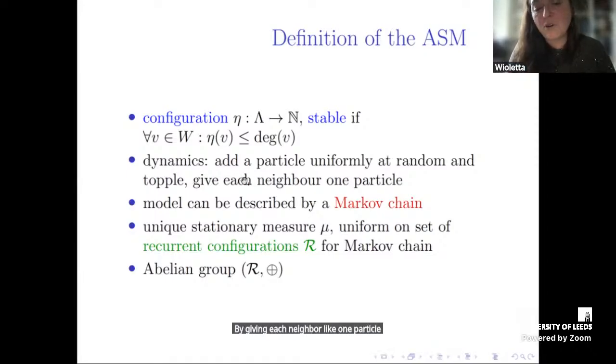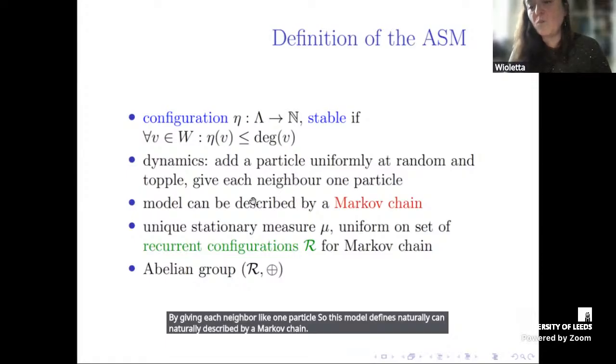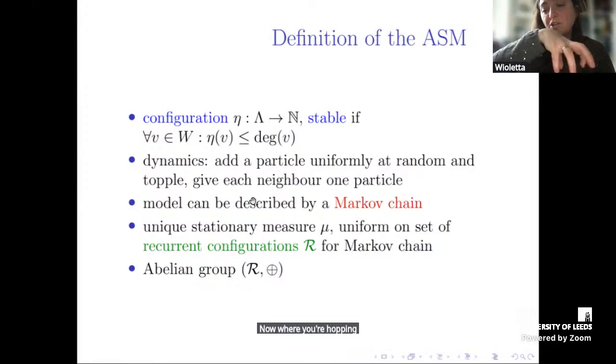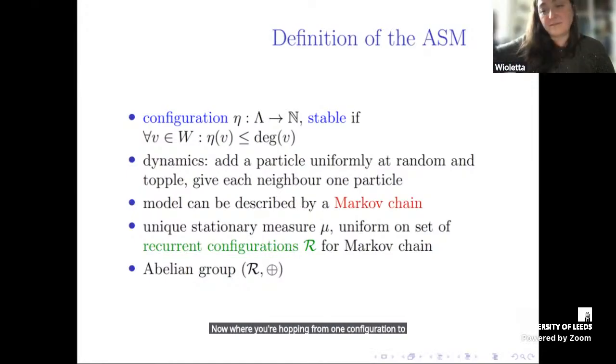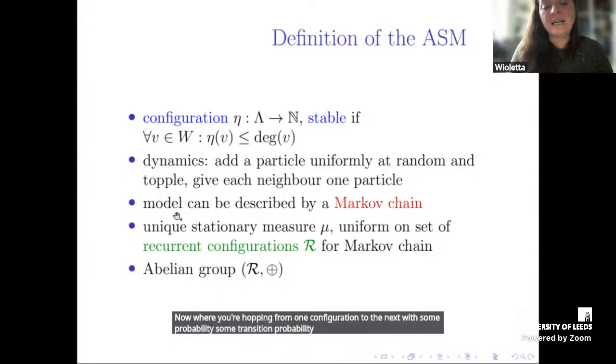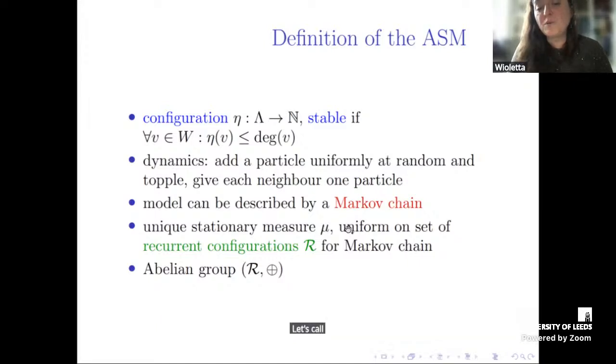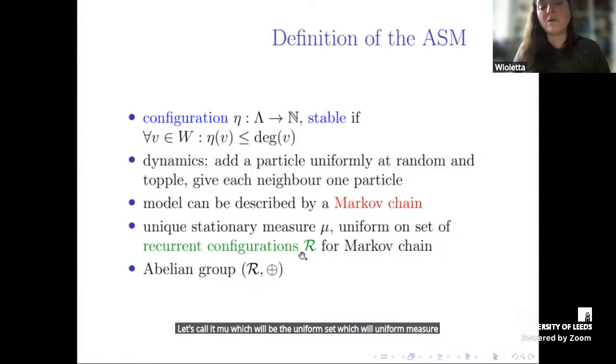This model can be naturally described by a Markov chain, where you're hopping from one configuration to the next with some transition probability. Using this description, you can prove that there's a unique stationary measure attached to it. Let's call it mu, which will be the uniform measure on the set of recurrent configurations.